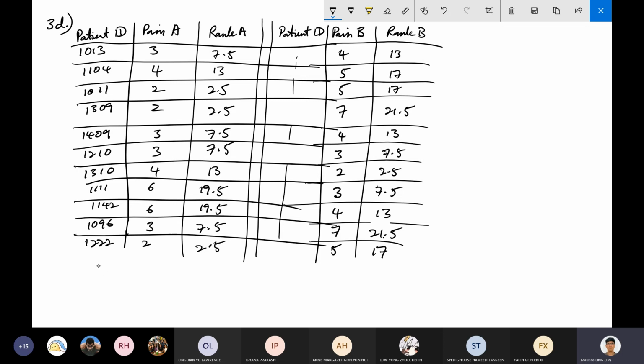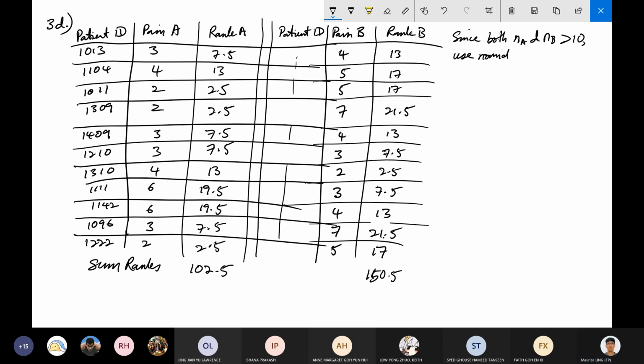So I will have my sum of the ranks. So sum of the ranks here is 102.5. Sum of the ranks here is 150.5. Now, since both the sample size A and B is actually more than 10, I can actually use normal approximation.